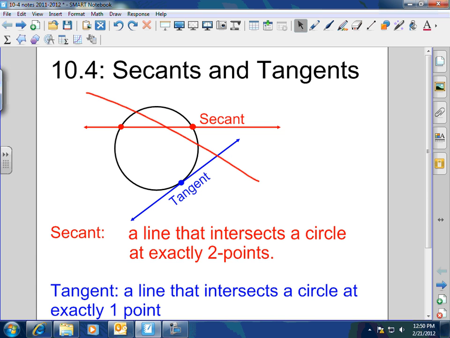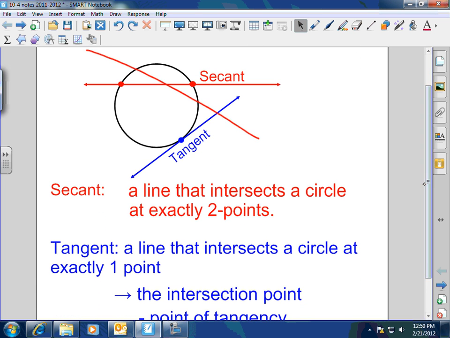Okay, now the tangent. A tangent is a line that intersects a circle at exactly 1 point. So again, even though I just have one tangent drawn out here, this would be a tangent. And that would be a tangent. And this would be a tangent. And this would be a tangent. It's a line that intersects at 1 point and 1 point only. Does that make sense?